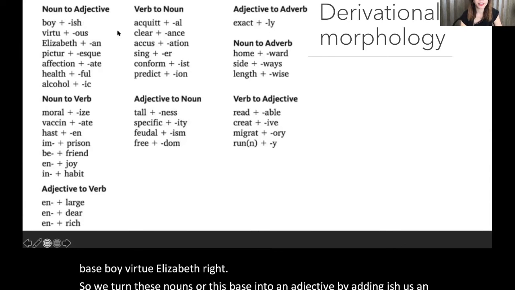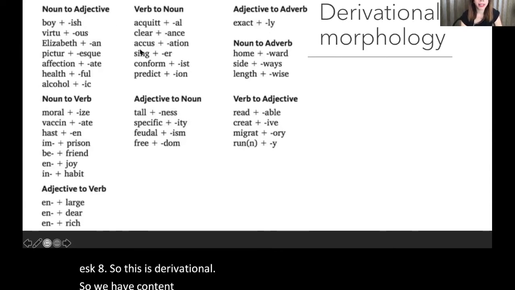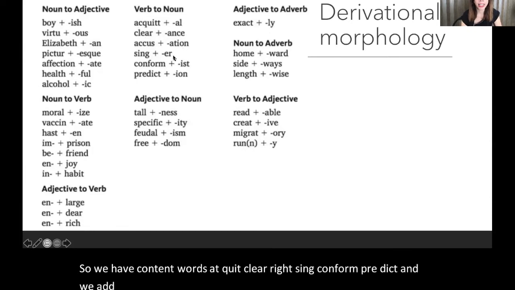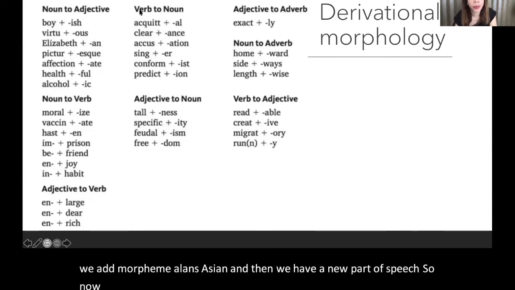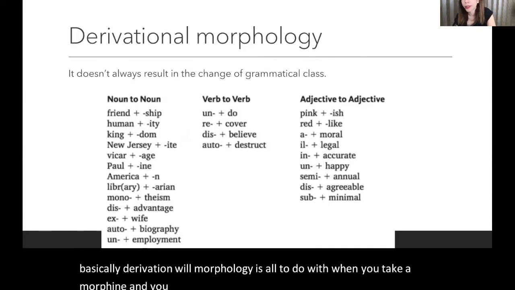So this is derivational. We have content words: acquit, clear, right? Sing, conform, predict, and we add the morphemes al, ance, ation, and then we have a new part of speech. So noun to adjective, verbs to nouns, verbs to adjective, adjective to noun. Basically, derivational morphology is all to do with when you take a morpheme and you turn a word into a new word, or into a word with a different meaning.